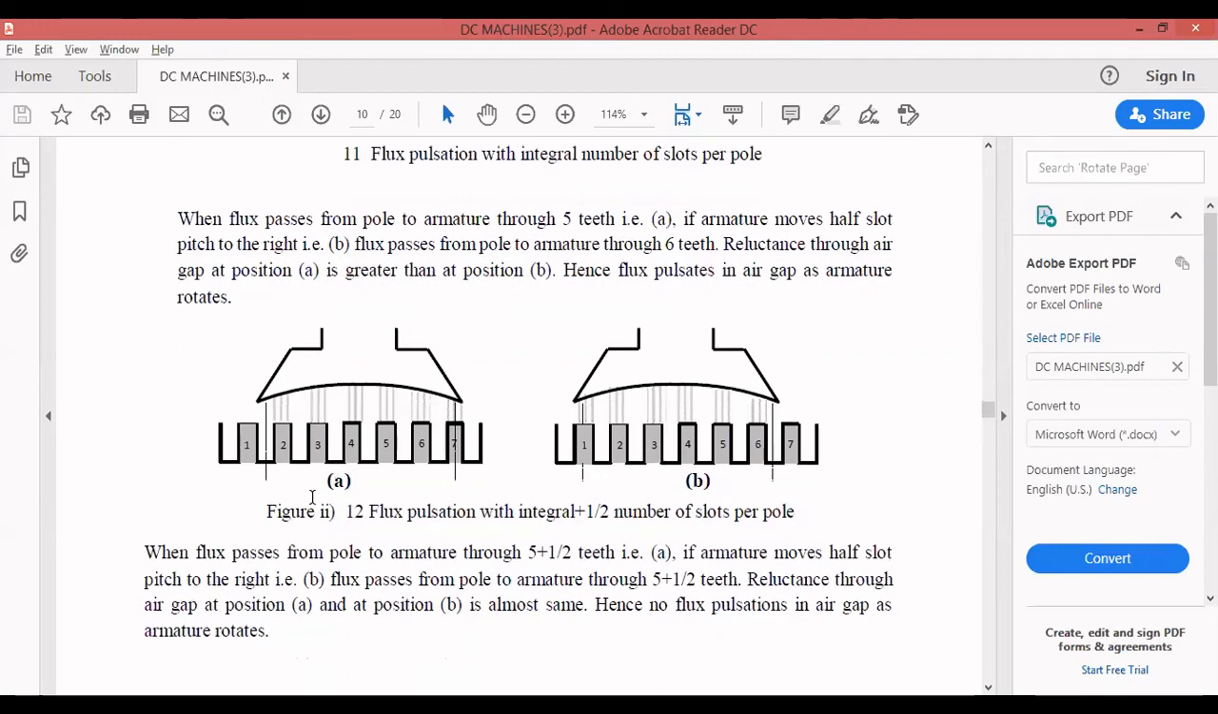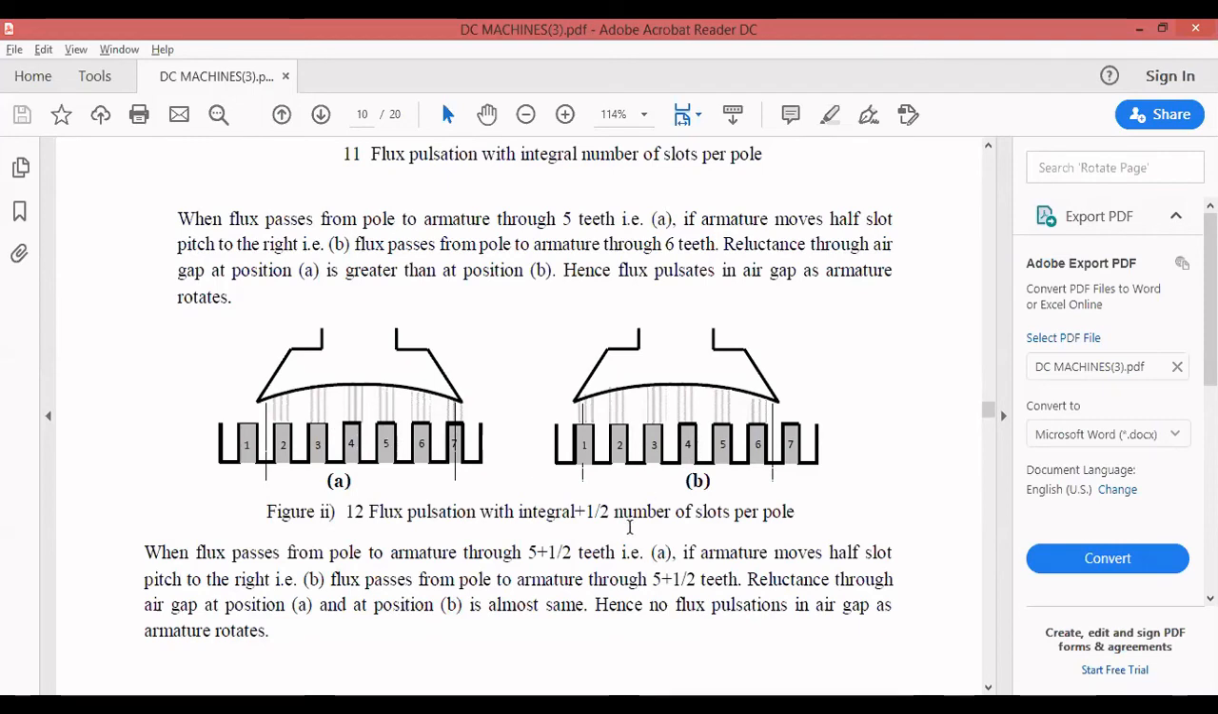Come to figures A and B. You can see in this figure that when the flux passes from the pole to the armature, it goes through 5.5 teeth. 1, 2, 3, 4, 5, and here exactly half. So 5.5 teeth. Here in this figure, the flux flows through 5.5 teeth.